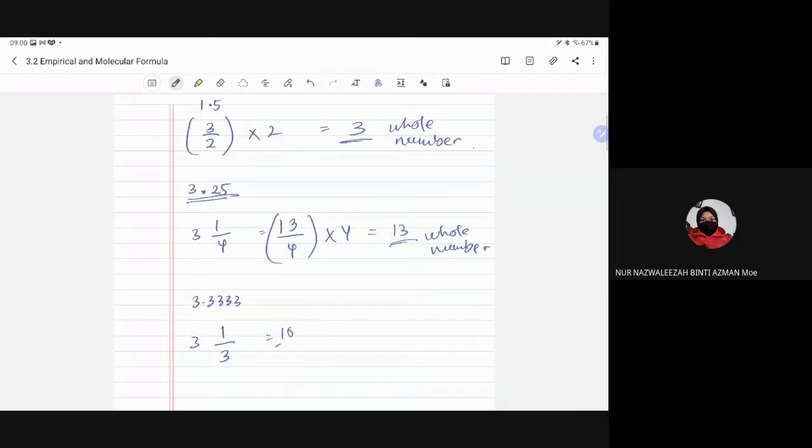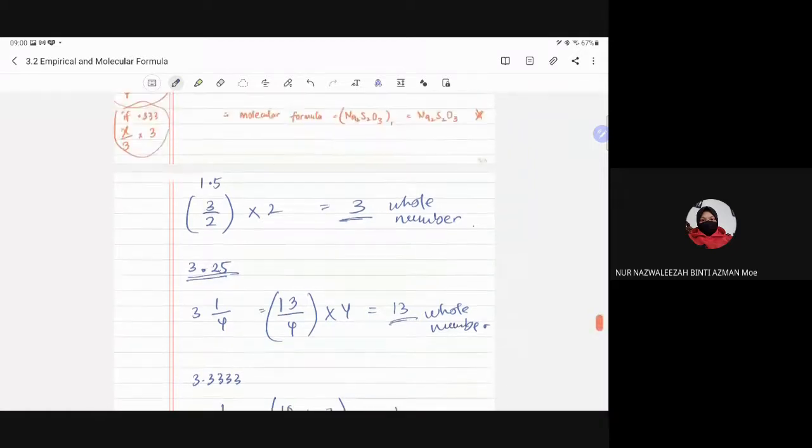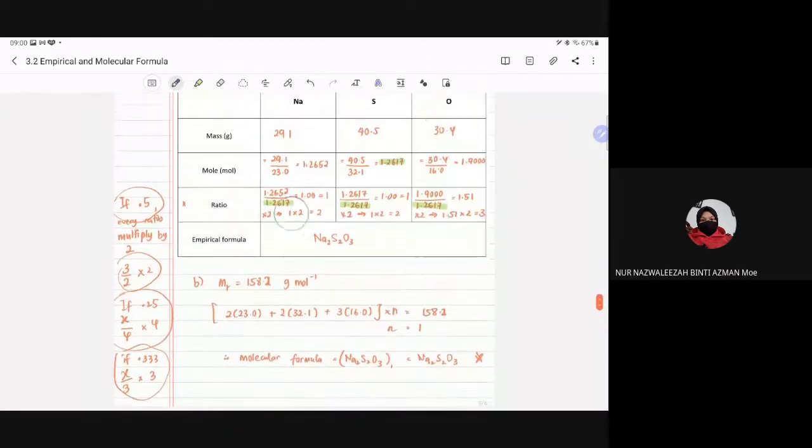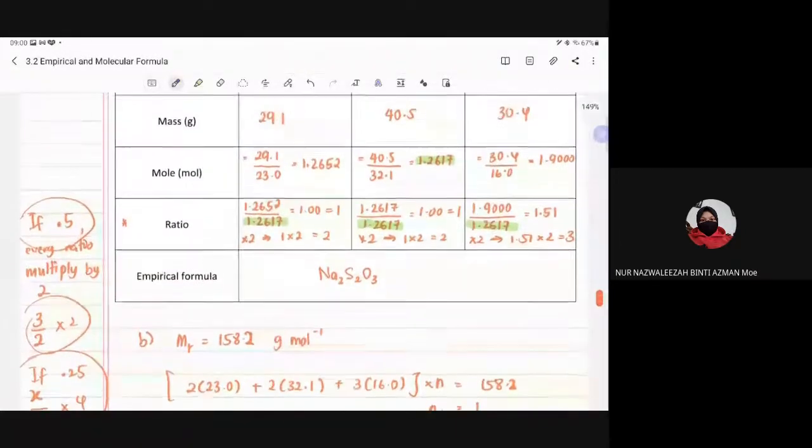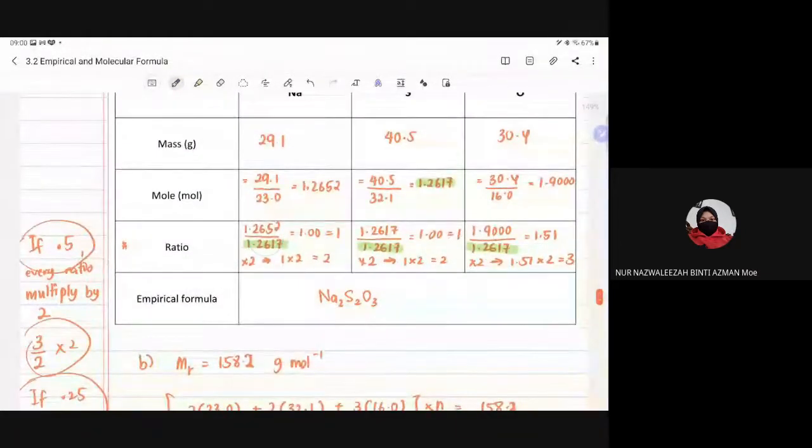Sama dengan 10 over 3. Jadi this whole thing, kita darabkan dengan 3. Dapatlah 10. Whole number juga. Sebab ratio mesti dalam whole number. It must be in whole number. So whatever pecah, apa-apa nombor yang ada decimal points, first of all, bila kita bahagi, kita ambil dalam 2 decimal points dulu.